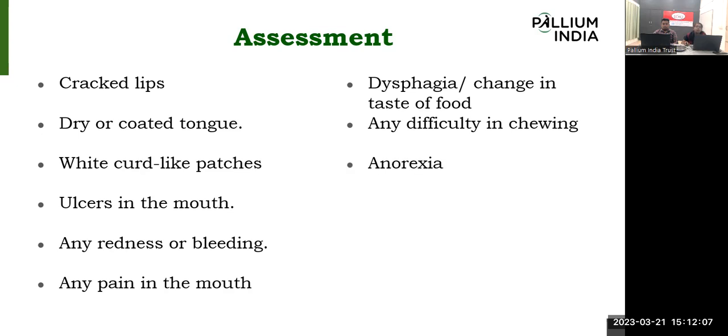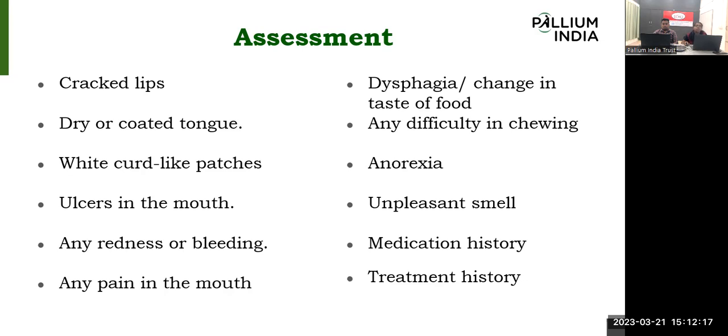So you have to check whether there is any xerostomia or dry mouth, anorexia, presence of unpleasant smell, and medication history. Along with that, you have to check the medication history and the treatment history, because most of the medications which we use in palliative care can cause dry mouth. So we have to check for that kind of thing, and treatment history also.